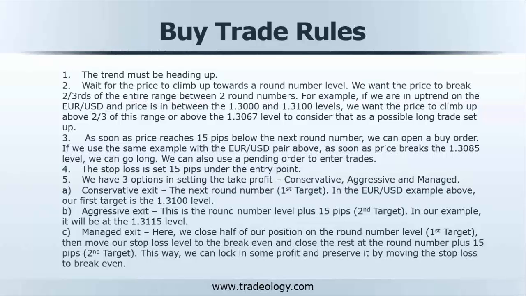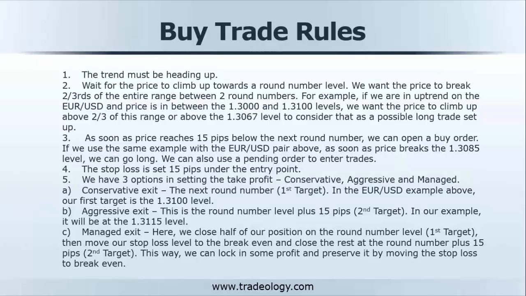Once we've gone through the rules, we'll be able to take a look at these in examples so that you can get a better understanding. Now, like it says in point number 2, for example, if we are in an uptrend on the euro-US dollar, and let us assume that the price is between the 1.3000 and the 1.3100 levels, we want the price to climb up above 2/3 of this range.